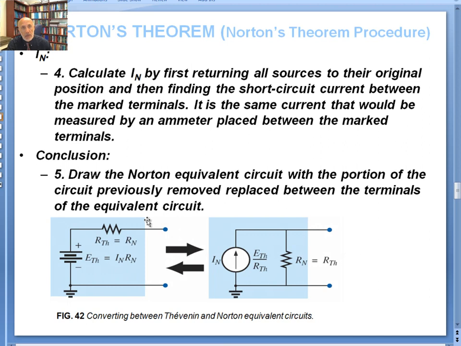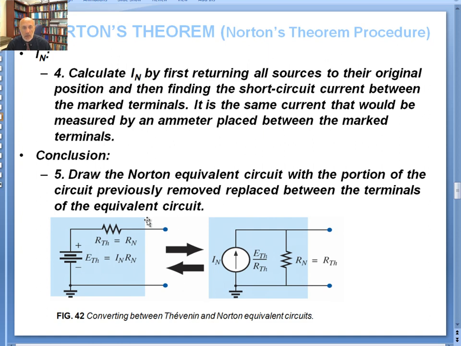The only difference is in step number 4, to calculate I of N by first returning all the sources to their original position before you open or short circuit it. And then you find the short circuit current. So at terminals A and B, you put a short circuit there, just simply put an ammeter to measure the current if you want to do it in a lab. But if you do it in a calculation, you just put a short circuit and then calculate the I short circuited.